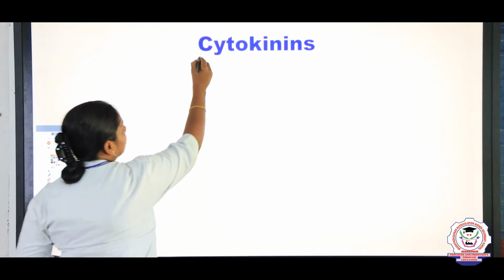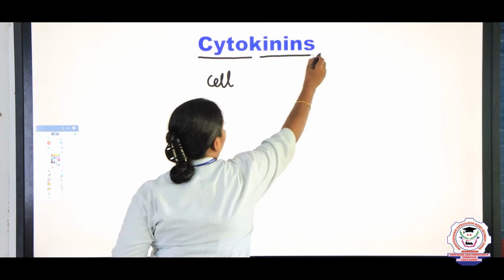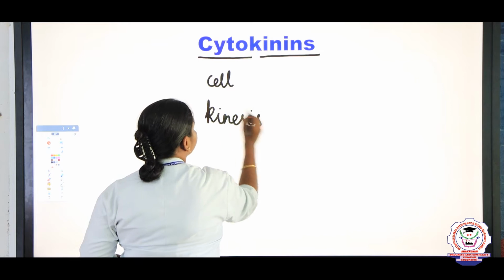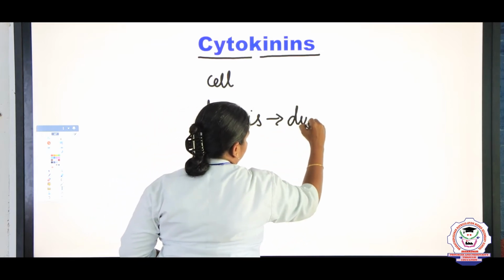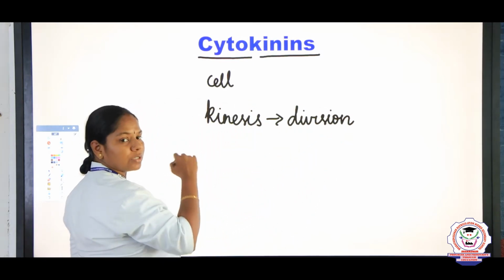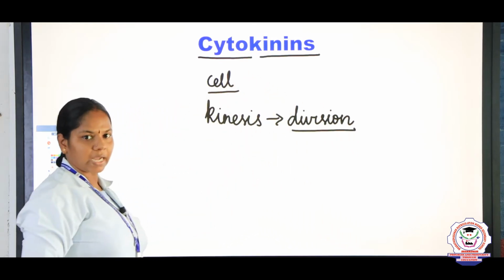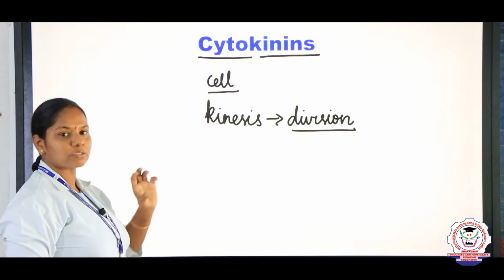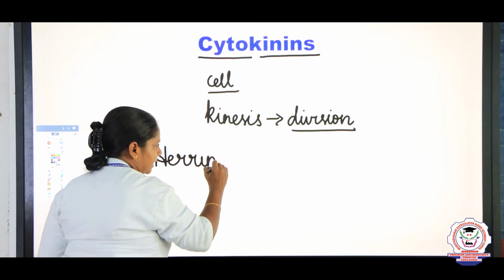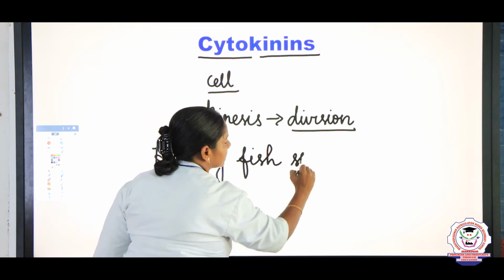What do you mean by cyto, children? Cyto means cell, and kinesis in Greek means division. So the hormone which influences or stimulates cell division is said to be the cytokinin. Cytokinin was first extracted from the herring fish. It is isolated from the herring fish sperm. It is a male gamete.